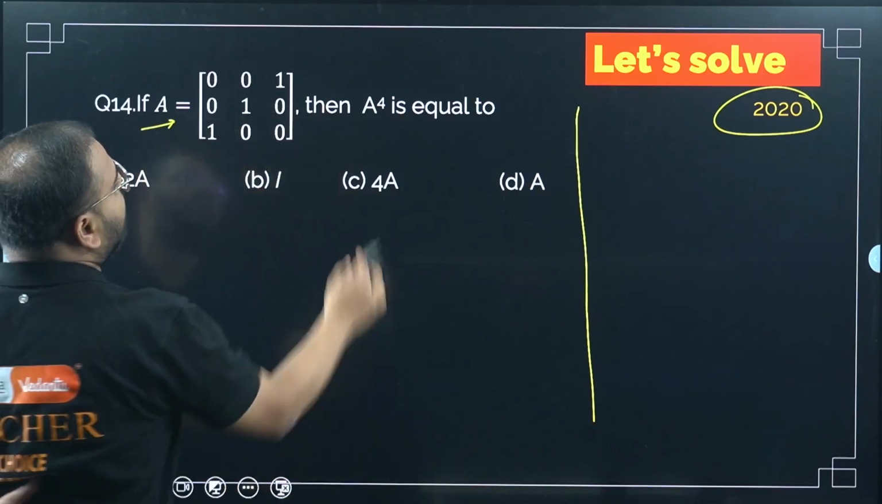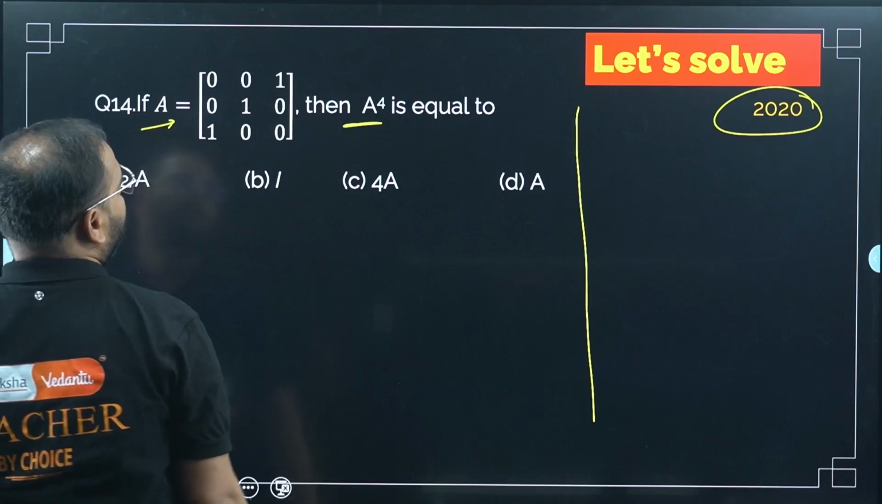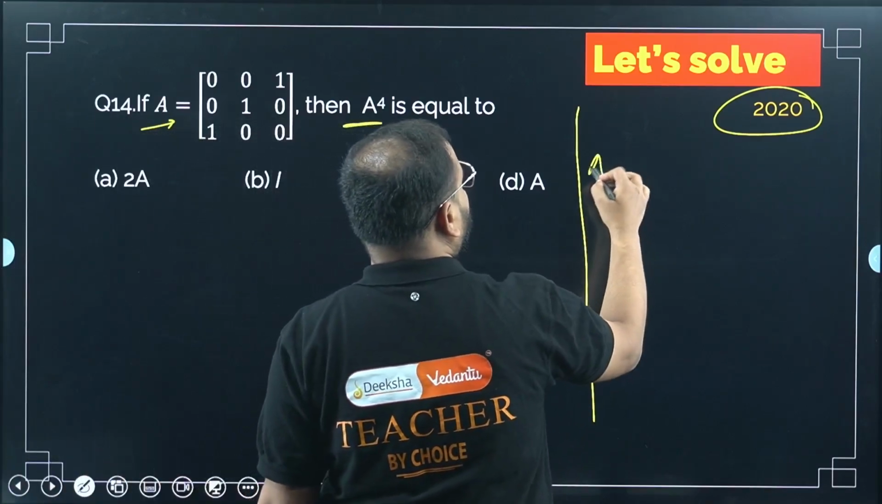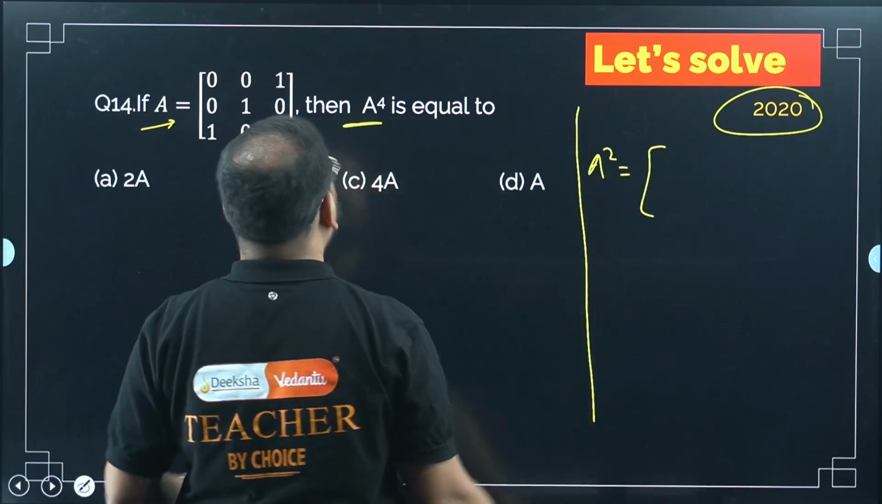A is given like this. You have to find A power 4. Please check. So to find A power 4, we can first find A square. First A square we can find out. So A into A.